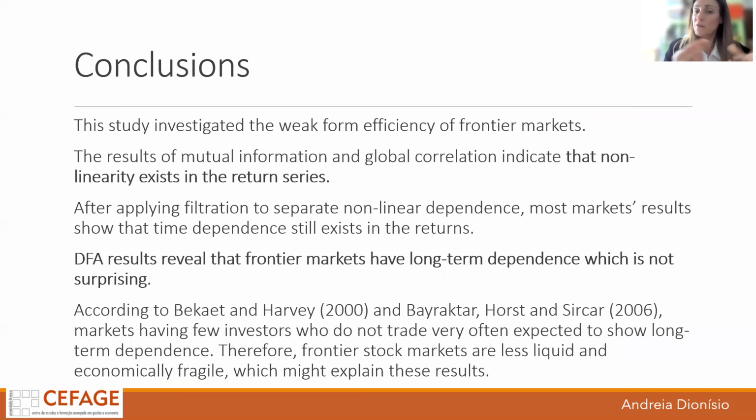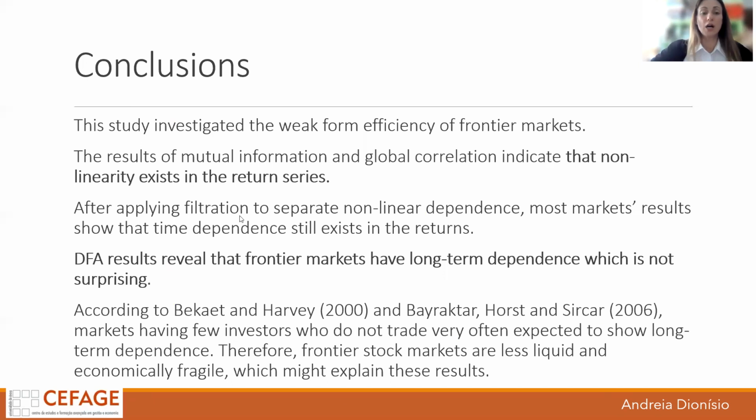We tried to investigate the weak form efficiency in these frontier markets. The first conclusion is that there is non-linearity in the data. Returns are non-linearly organized. What kind of non-linearity is there? We don't know. We must explore more. But there is. We applied some filters to separate some types of linear and non-linear dependence, like the volatility cluster. And most of the markets' results show that time dependence still exists. So there is more than volatility cluster.